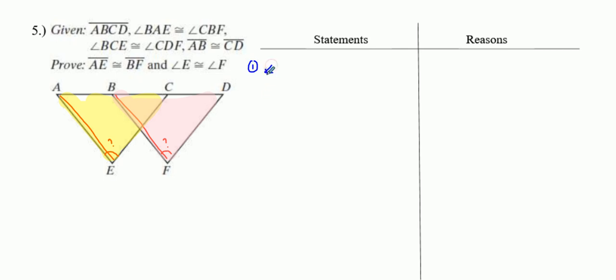They're telling us angle BAE is congruent to angle CBF. Angle BCE is congruent to angle CDF. And segments AB and CD are congruent.